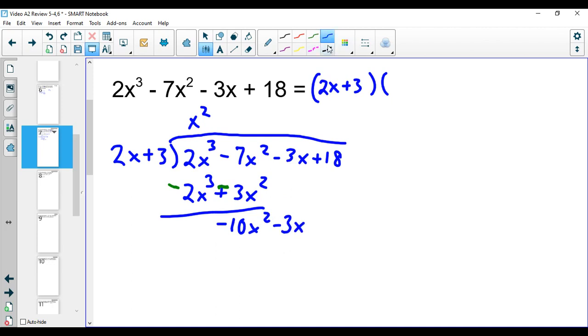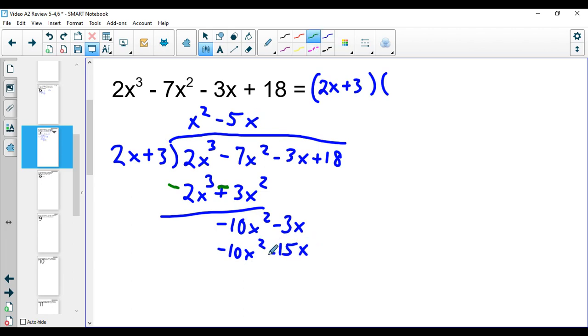And it's not time to change signs yet, because we've got to figure out what we are multiplying by. So what times 2x gets us to negative 10x squared? Will that be a negative 5x? Because negative 5 times 2 is negative 10, and x times x is x squared. Then negative 5x times plus 3, that's a negative 15x.